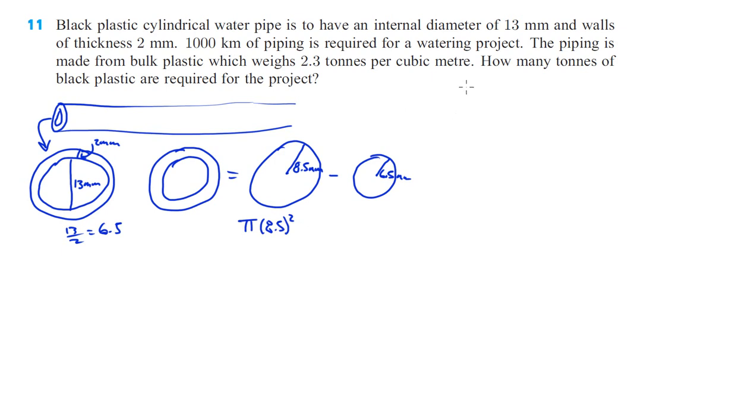So we have 1,000 kilometers. So King Henry died unexpectedly drinking chocolate milk, right?